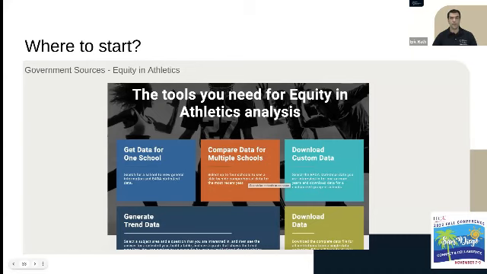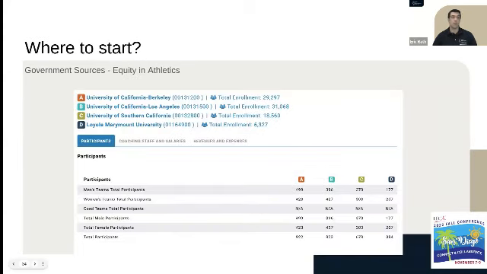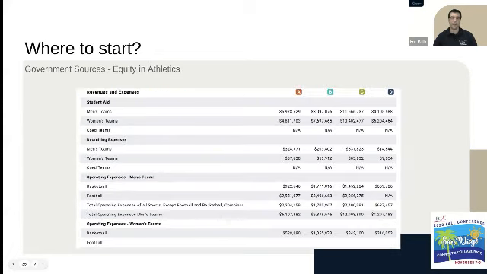And then shifting over to equity in athletics, this is a quick one where if you wanted to see how much schools spend or how many people are in each sport, you can choose up to 4 different schools to compare. And I just chose a bunch of Southern California schools here to compare. And then you can see their budgeting.